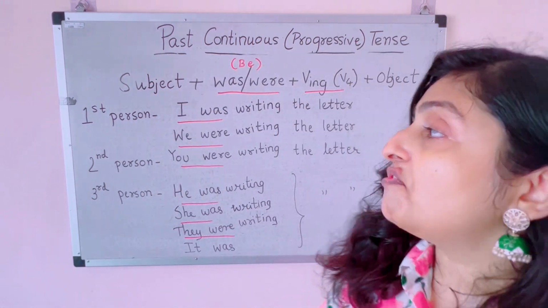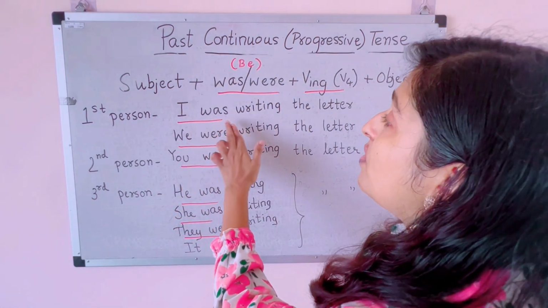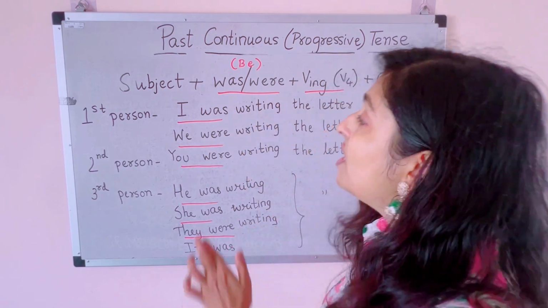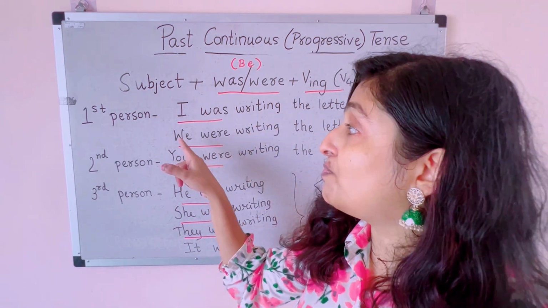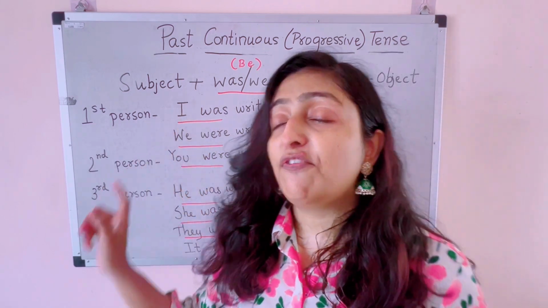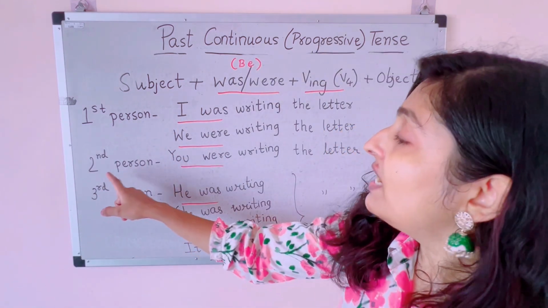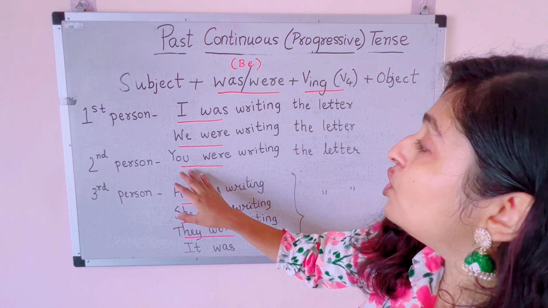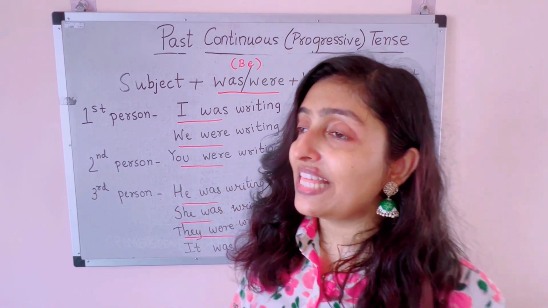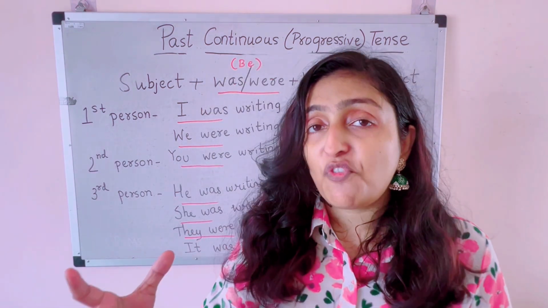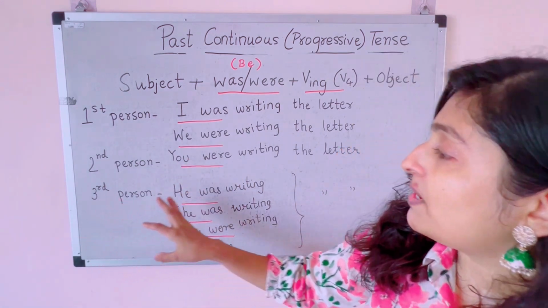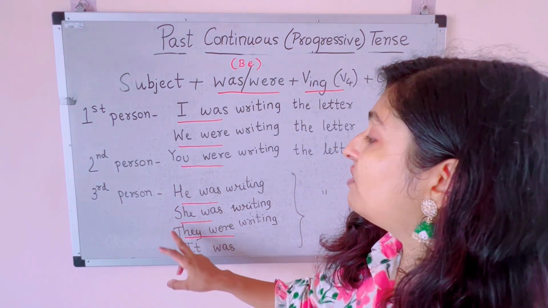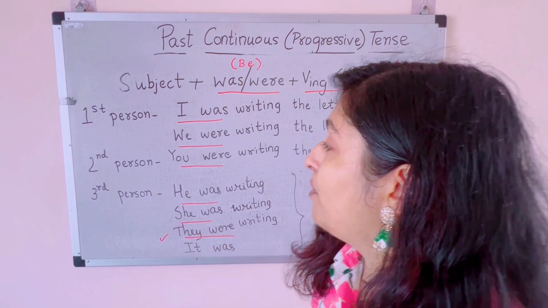The sentence in first person is: I was writing the letter. We were writing the letter. This is first person singular and first person plural. Next is second person: You were writing the letter. We use were with you. Next is third person singular and third person plural pronoun.